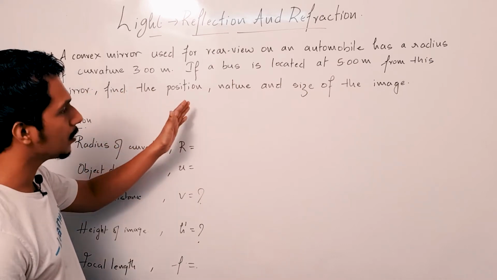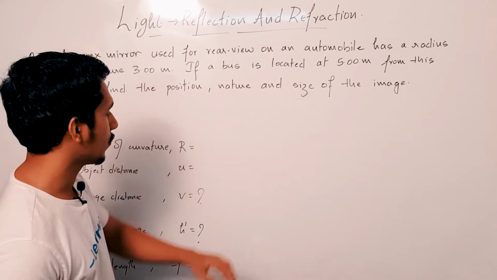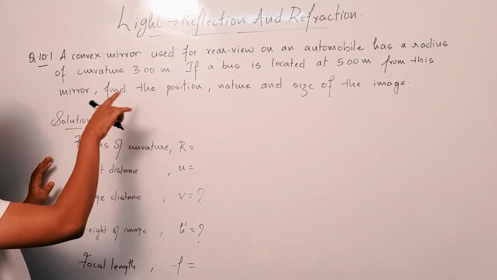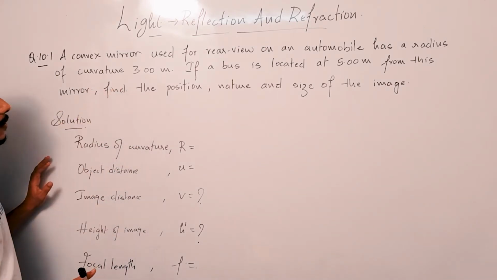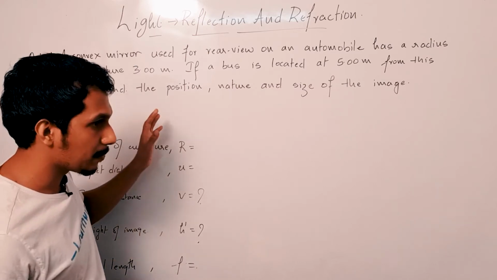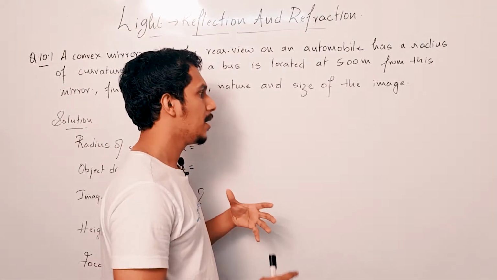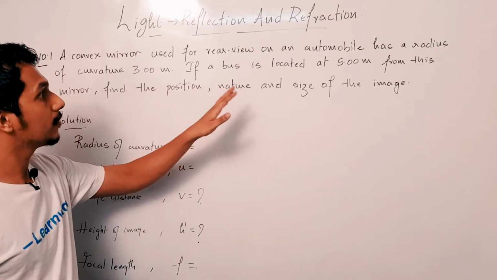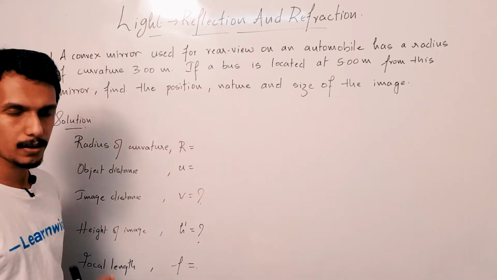You have to find the position, the nature and size of the image. Let's see, what are the things given? It has a radius of curvature 3 meter. What kind of a mirror is this? It's a convex mirror. Here it is given as convex mirror, but if it's an application level question, it will simply tell you that the mirror is a rear view mirror on an automobile.